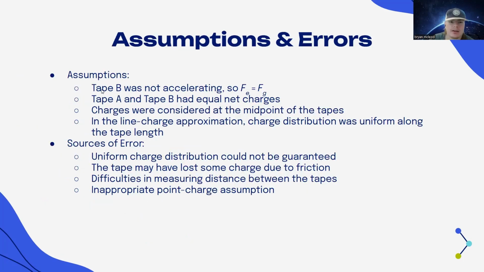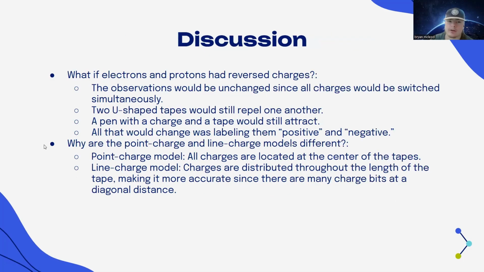Assumptions and errors: tape B is not accelerating, so we can assume that the electrical force must equal the force of gravity. Tape A and B have equal net charges; we can assume that. Charges are considered at the midpoint of the tape, and in the line charge approximation the charge distribution was uniform along the tape, although in reality there might have been some uneven distribution of the electrical charges. Uniform charge distribution cannot be guaranteed. Sources of error: the tape may have lost some charge due to friction, difficulties in measuring the distance between the tapes, and inappropriate point charge assumptions.